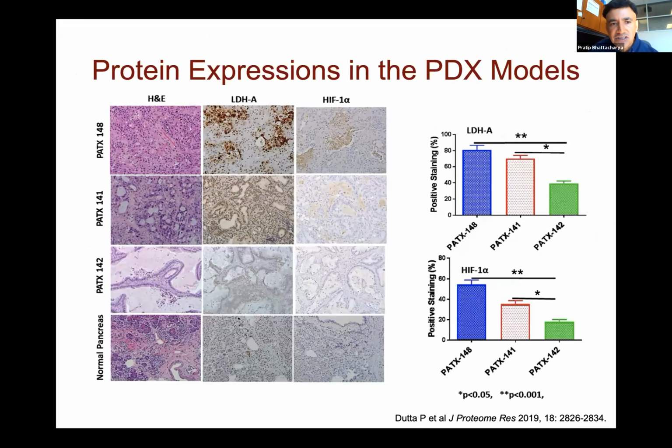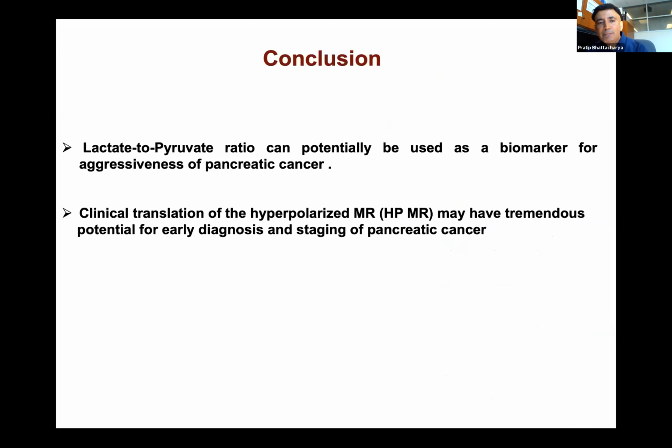So we also measured the different proteins which were expressed, for those who are interested in the biology. We can see that LDHA, the enzyme which drives the process, is highly elevated in the most aggressive mice. And HIF1 alpha, which is the measure of hypoxia, is also elevated. There are other biological factors which explain the mechanistic reason why this changes. But what I want to draw your attention to, next slide, is that the hyperpolarized lactate to pyruvate ratio can be a biomarker for the aggressiveness of pancreatic cancer. The next slide.